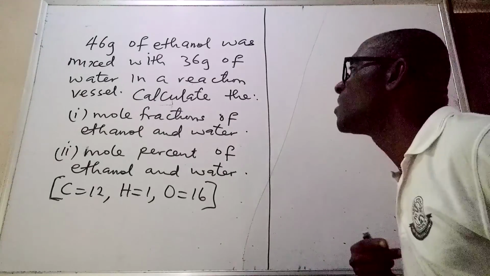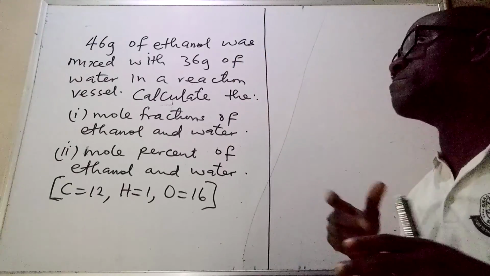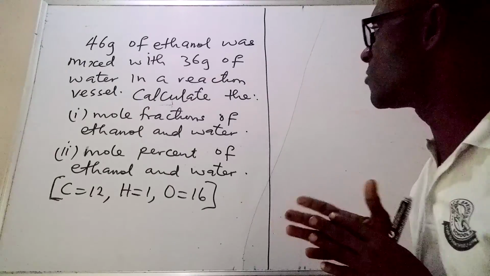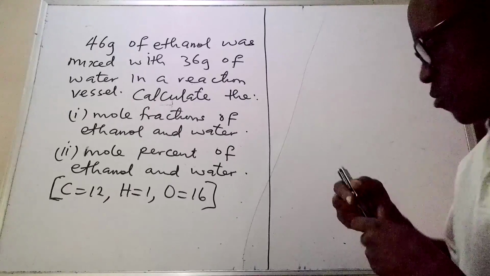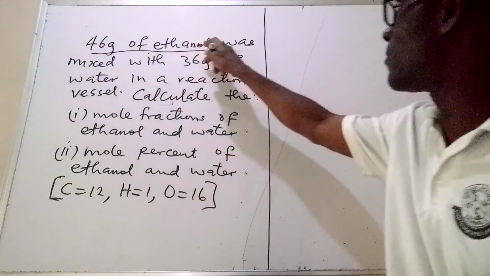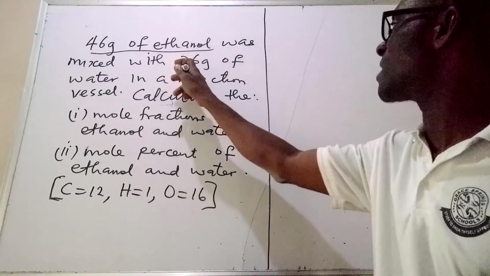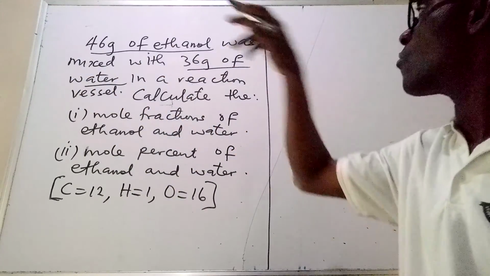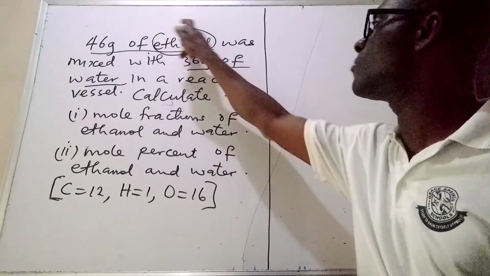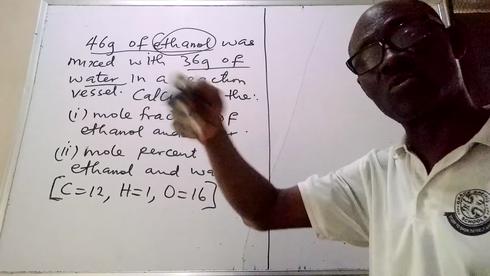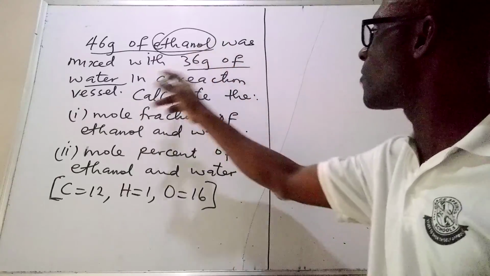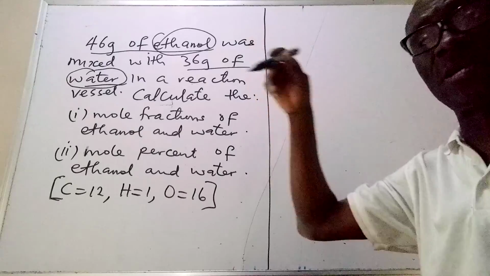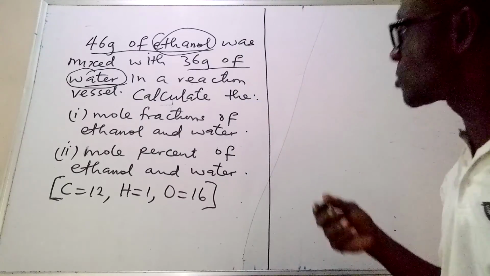Alright, this question is about mixing ethanol and water together in a reaction vessel. We are given 46 grams of ethanol mixed with 36 grams of water. So first and foremost, we have to know the formula of ethanol so that we'll be able to calculate the relative molecular mass, and also the formula for water so that we will be able to find the relative molecular mass of water also. So let's go there.